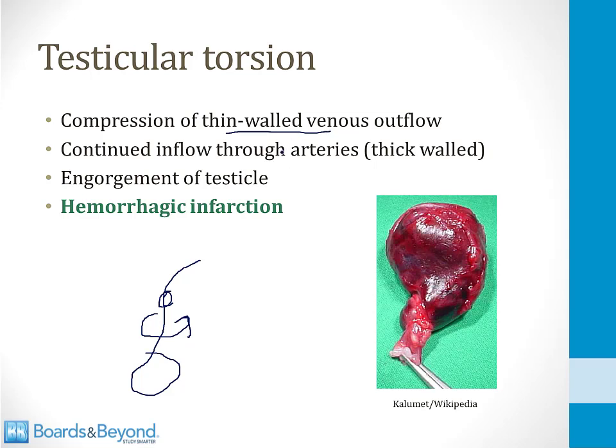There's continued inflow, however, usually through the arteries because these are thick-walled structures. This means that the testicle will become engorged and it will develop what's known as hemorrhagic infarction. This is a picture of an engorged testicle, as can be seen in a case of testicular torsion.